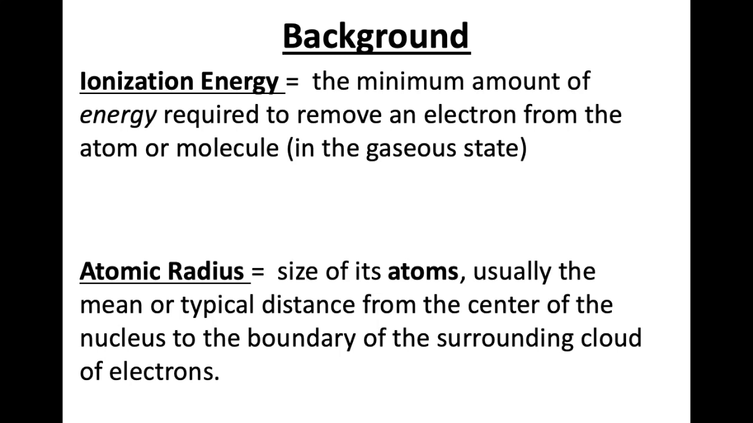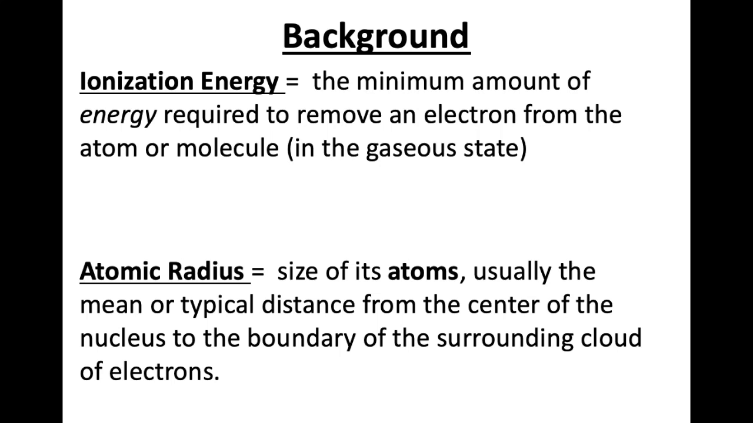Our background information today is 2 new key terms. The first is ionization energy. This energy is the minimum amount of energy that would be required when we want to remove an electron from an atom or a molecule. This is usually in the gaseous state of a molecule, and this is when you're thinking about when we're taking electrons away from one atom and bringing it to another to form an ionic bond.